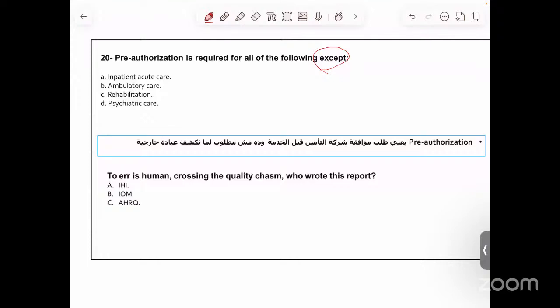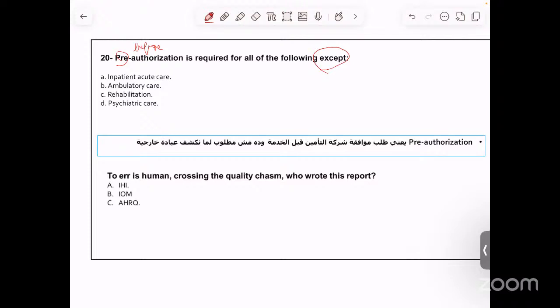What's rehabilitation? No, this is not rehabilitation. Pre-authorization. When we say pre-authorization, what's your answer? Yes. When we say pre-authorization, Radha, this is also known as prior, because pre means before. So prior authorization is a process required by insurance providers to approve specific medical treatments or procedures before they are provided.